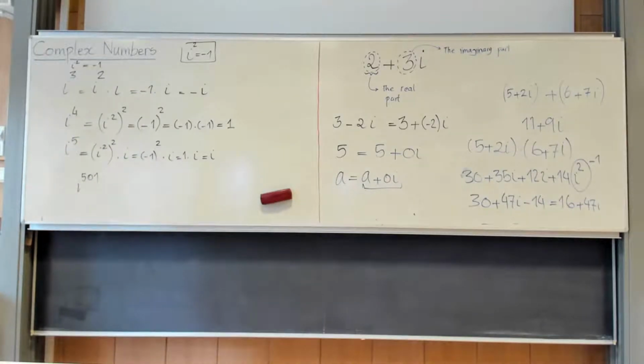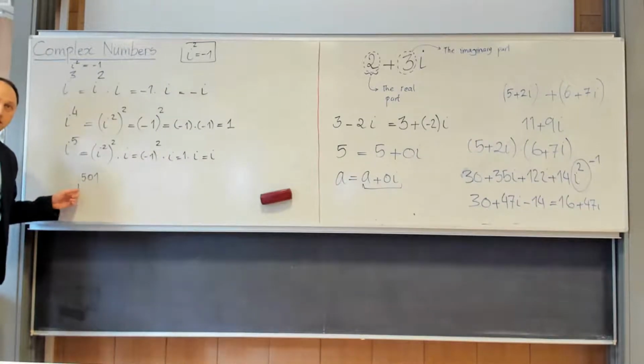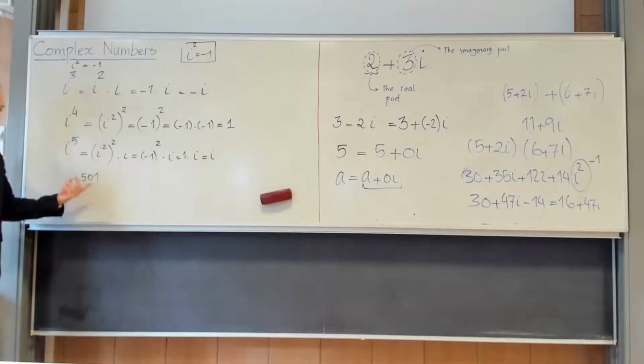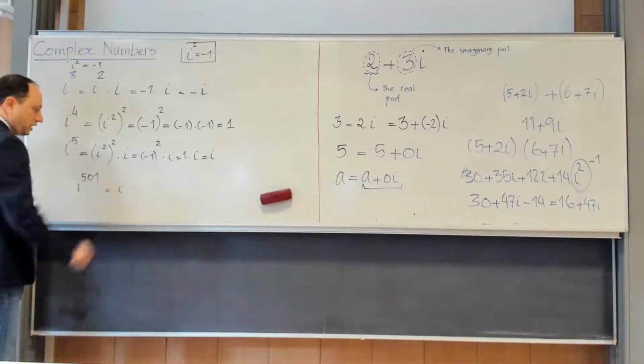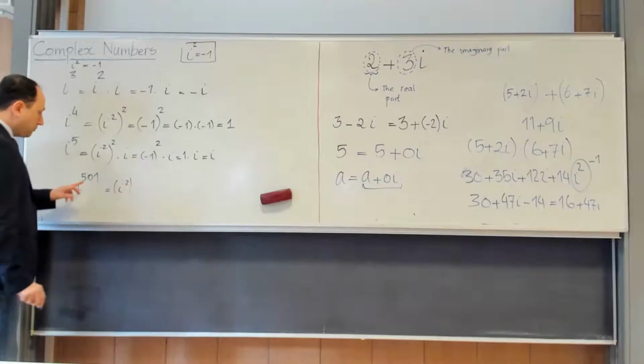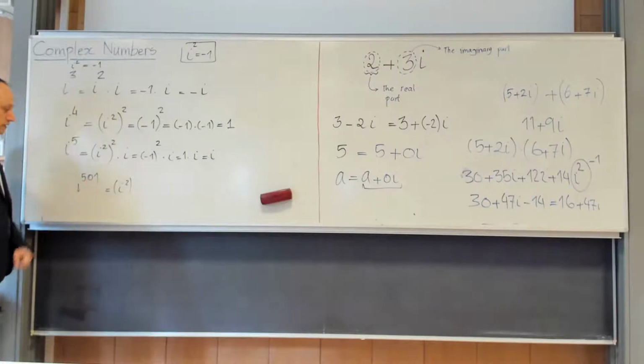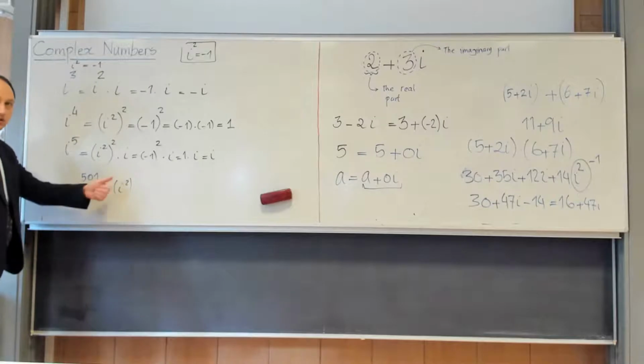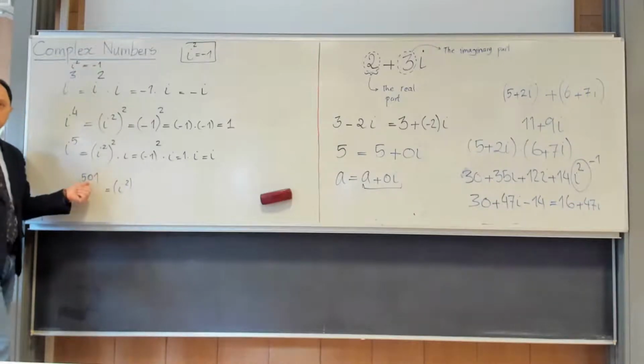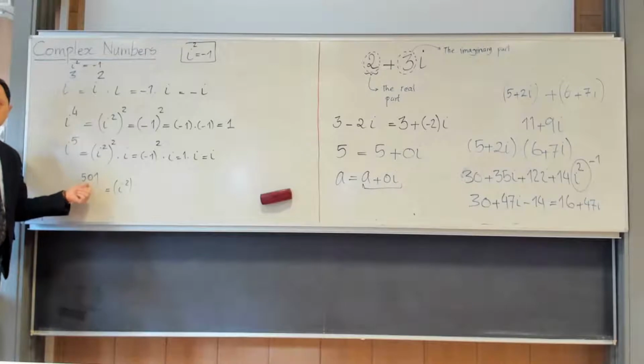You don't need to go step by step. So how should I write i to the power of 501? You need to make use of i squared. So you need to think, how can I write this so that i squared becomes transparent? So I have to put i squared here. But my exponent is 501. So what can I put here to go close to this, as close as possible?